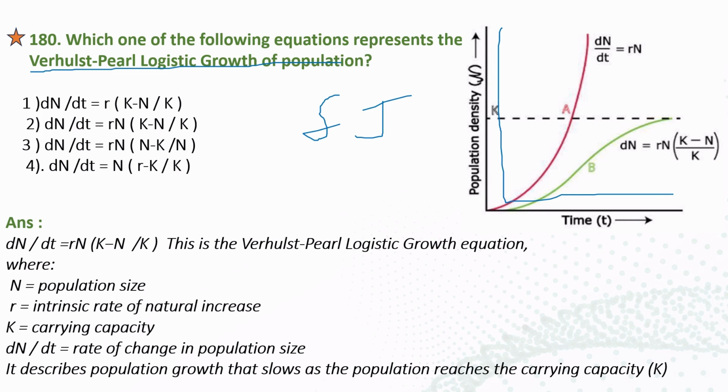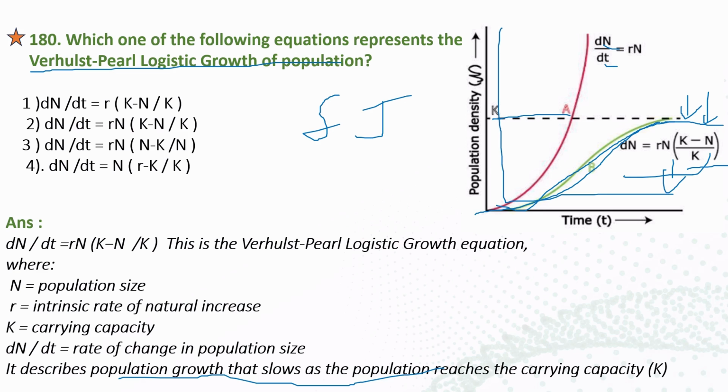the population. So according to this equation, it describes the population growth that slows as the population reaches the carrying capacity. Here you can see, K is nothing but the carrying capacity, N is the number of populations, t is time. So when the population grows to a certain extent, obviously the resources are limited, so the population is maintained in a certain manner. So that is nothing but the Verhulst-Pearl logistic growth of population.